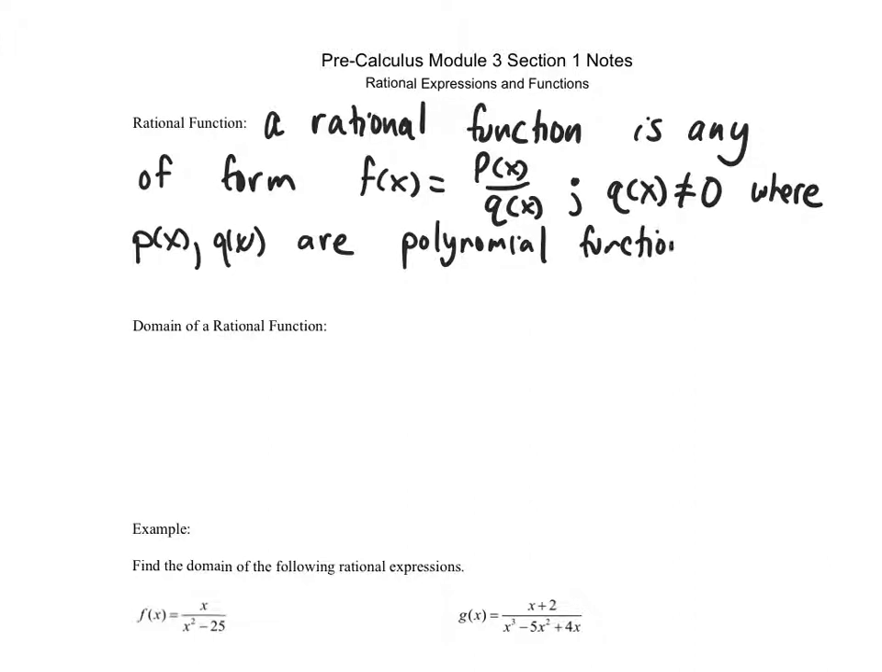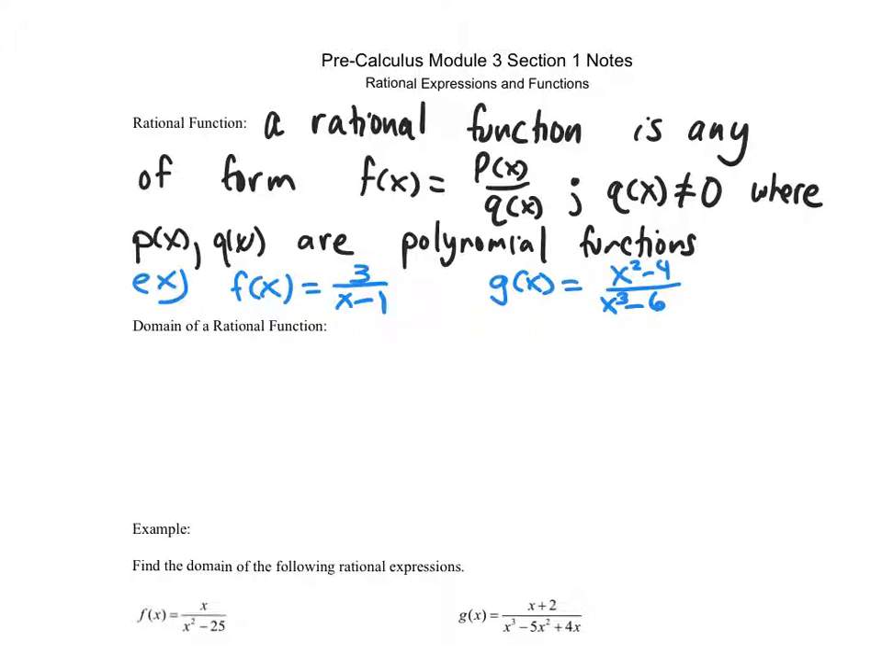So what are some examples of rational functions? One example might be f of x equals 3 over x minus 1, because you have a constant function 3 over x minus 1. Or g of x equals x squared minus 4 over x cubed minus 6. All these are examples of rational functions.